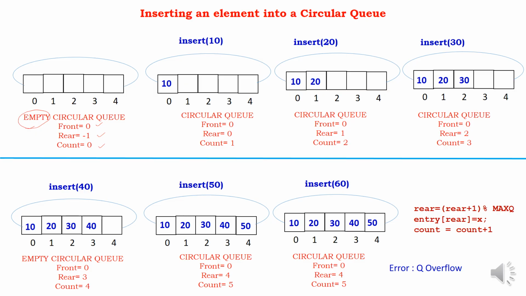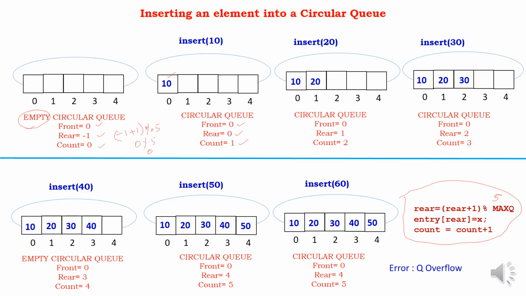Then you insert an element. See here, these instructions will get executed. Rear is (rear plus 1) mod MAXQ, where here MAXQ is 5. Rear is -1, then plus 1, -1 plus 1. Rear is (rear plus 1) mod MAXQ, which is 0 mod 5, which is 0. In position 0, the new element is placed. Once it is placed, count is increased by 1. See here, rear is changed, front remains the same. Rear is rear plus 1 and count is count plus 1.